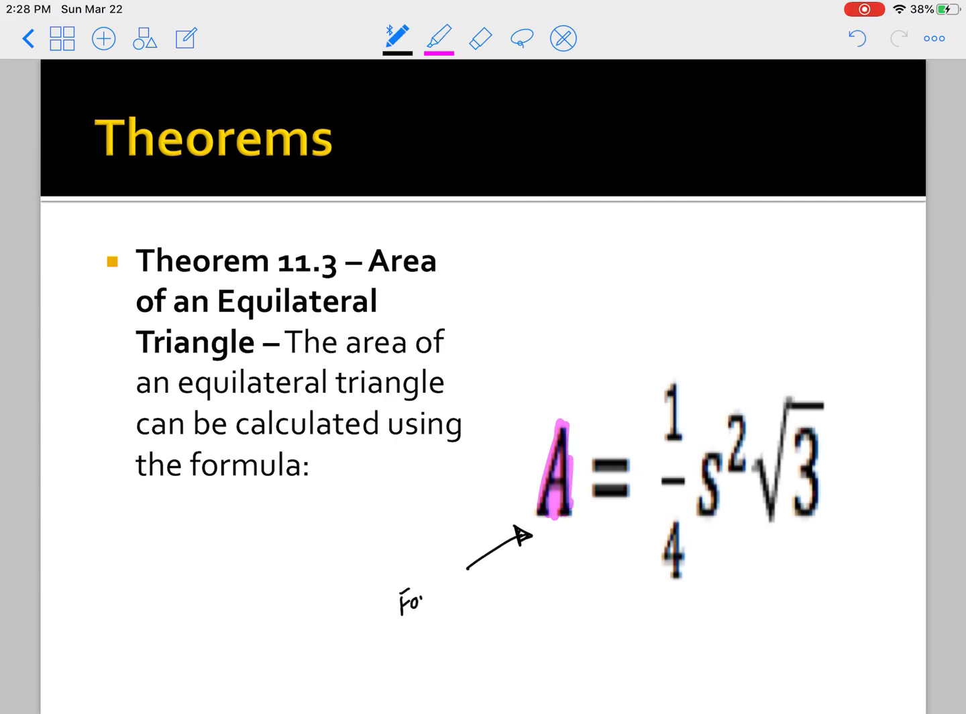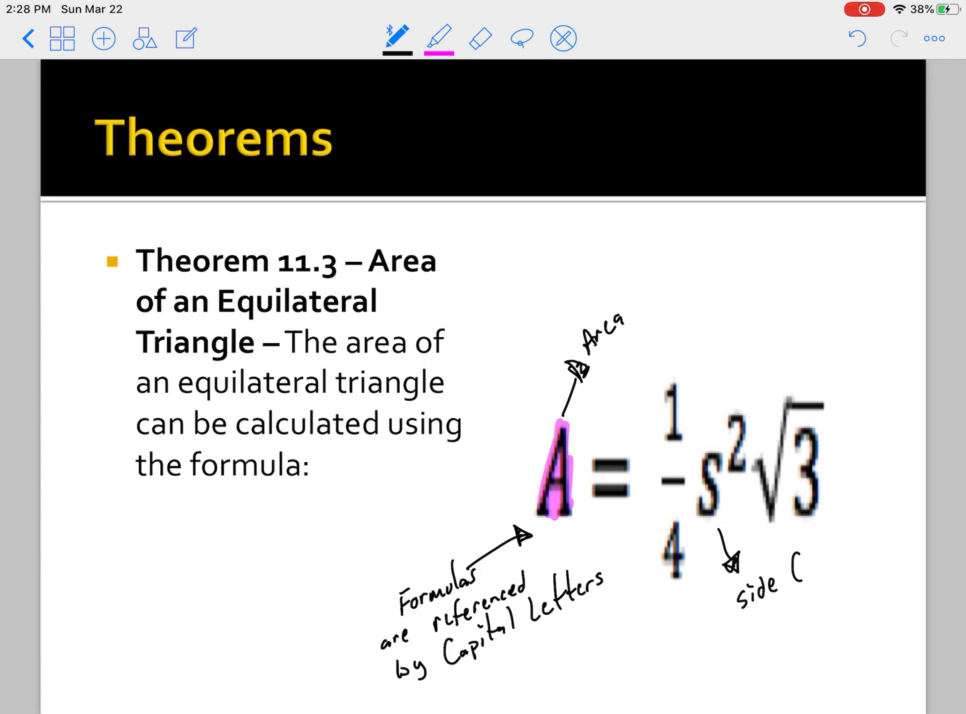This is a formula. Now, an important point that I want to make here is that anytime we're working with a formula, formulas are referenced by capital letters. Okay, so I have a capital A, which means that I am working with area. It's a formula. On the other hand, if I have a variable, which in this case is the side, this is a lowercase letter. So I have a lowercase letter when I'm working with a variable.